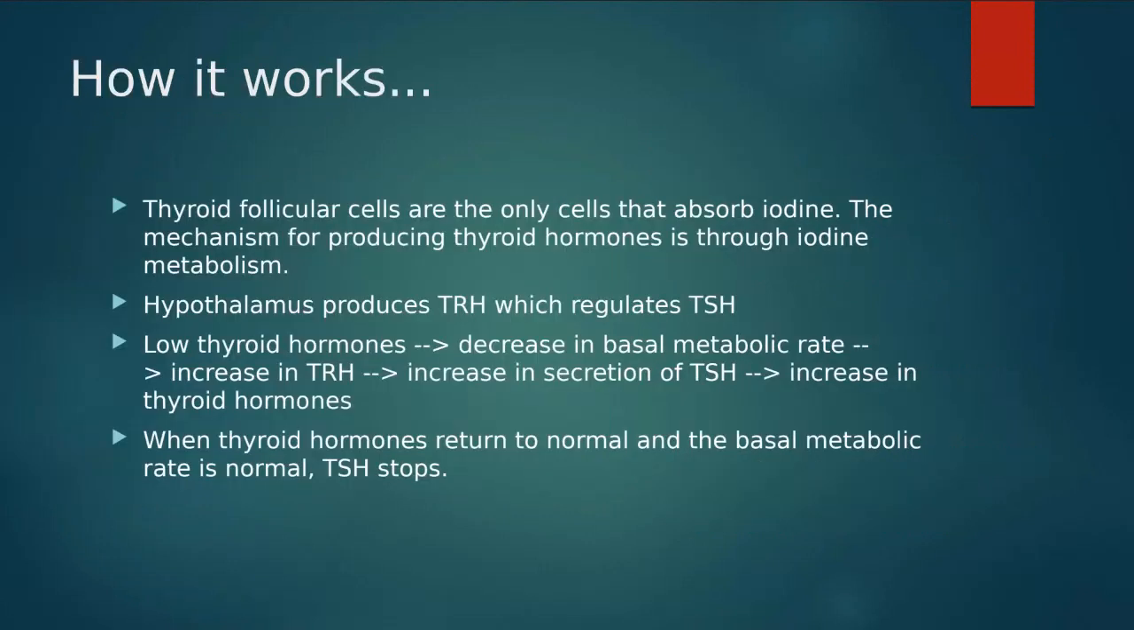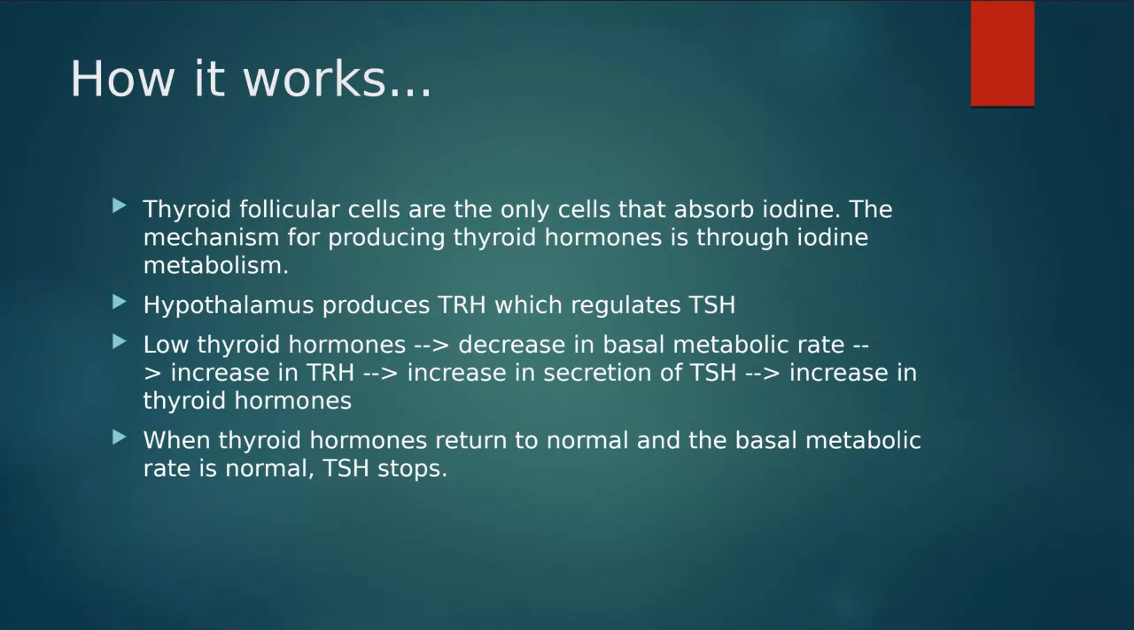So we kind of just talked about this in a sense, but let's rework basically the function of the thyroid here. Thyroid follicular cells are going to be the only cells that absorb iodine. Now, iodine is necessary and crucial for our well-being. The mechanism for producing thyroid hormones is going to be through that iodine metabolism. So if we have not enough iodine in our body, that could potentially throw off that relationship between the hypothalamus, pituitary gland, and thyroid. Now, the hypothalamus is going to produce that thyrotropin-releasing hormone. So it's going to say to the pituitary gland, hey, you can go ahead and secrete TSH, thyroid-stimulating hormone.